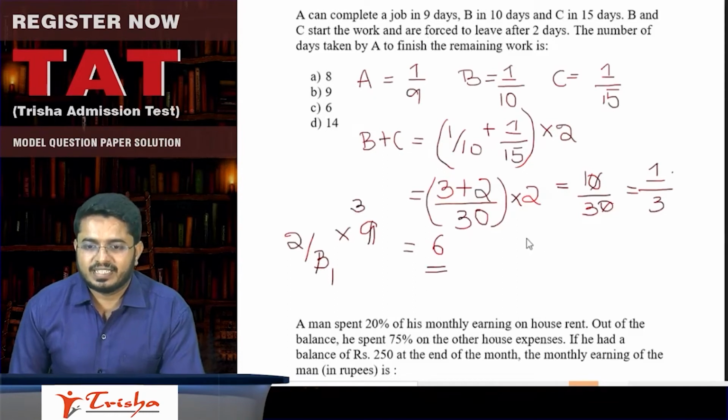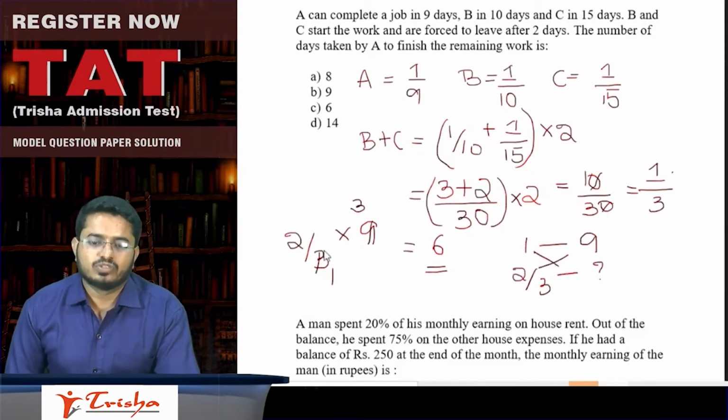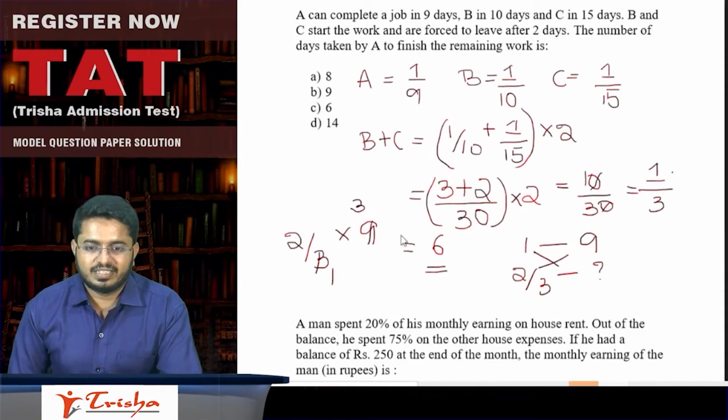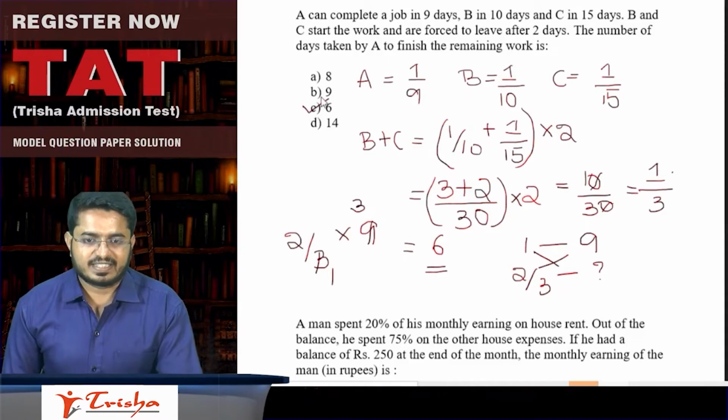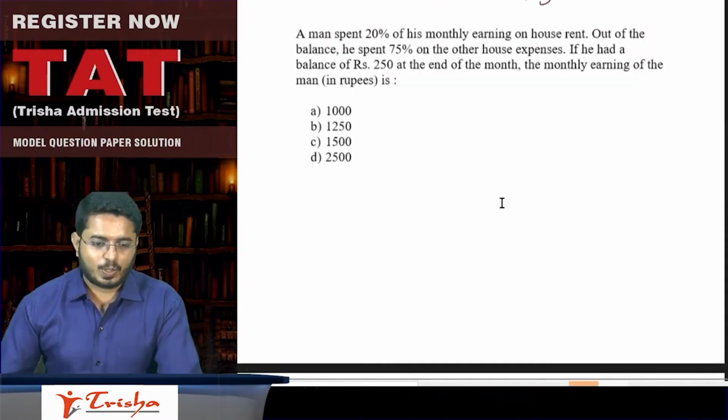See, I'll tell you once again. If he takes, let's say, one work to do, he completes that in 9 days, right? He does not have full work to complete. He has only 2/3 work to complete, right? We are essentially cross-multiplying. So 2 by 3 into 9, 3 ones are 3, 3 threes are 9, 3 twos are 6. So how many days does he want? He wants 6 days. Let's go to the next one.